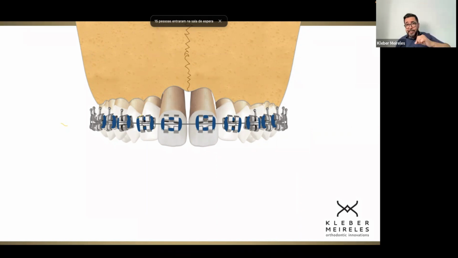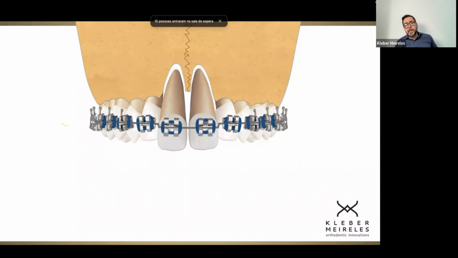But if you have a long distance to move your teeth, you need to understand what you're doing and you need to apply the right biomechanics. Let me show to you. And here we have it. I'm applying 0.5 millimeters each 15 days.